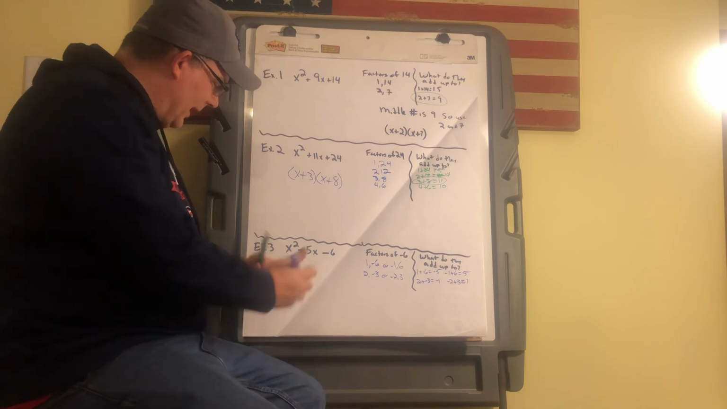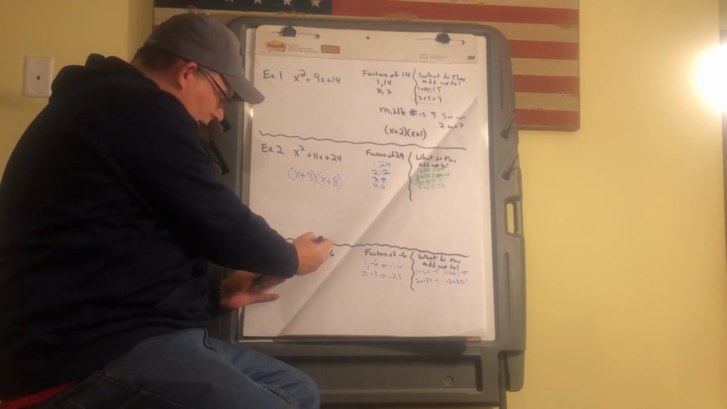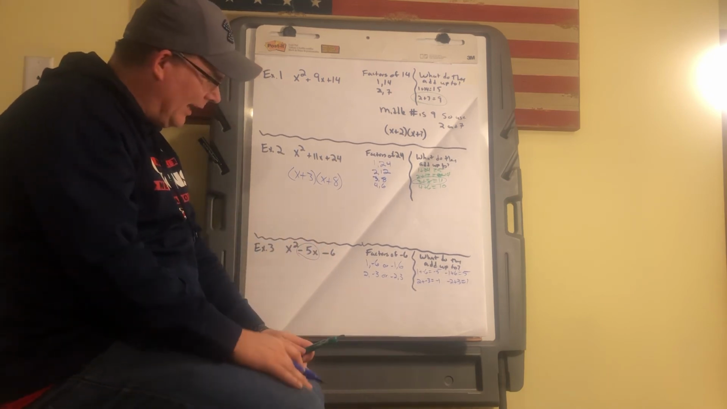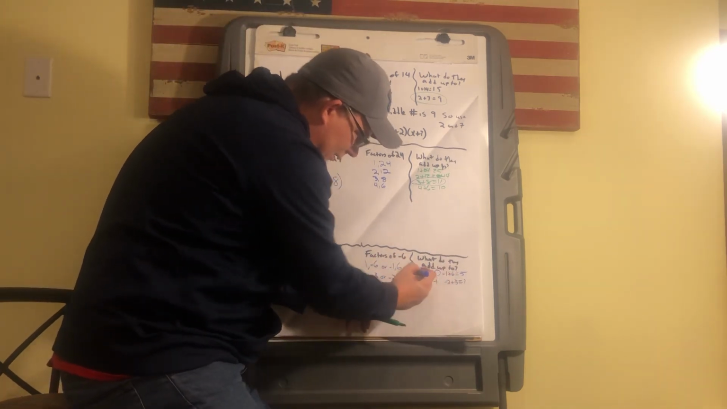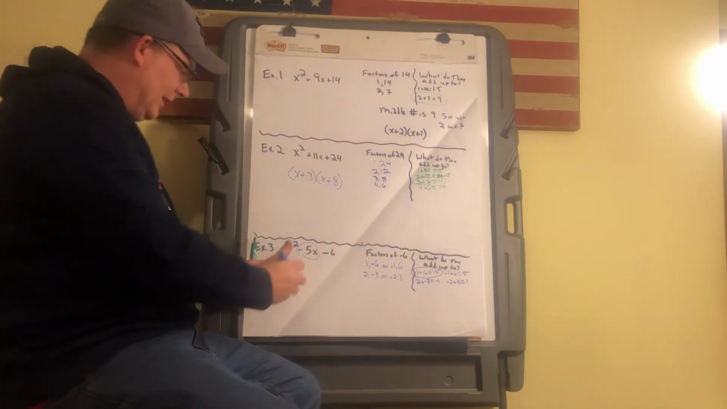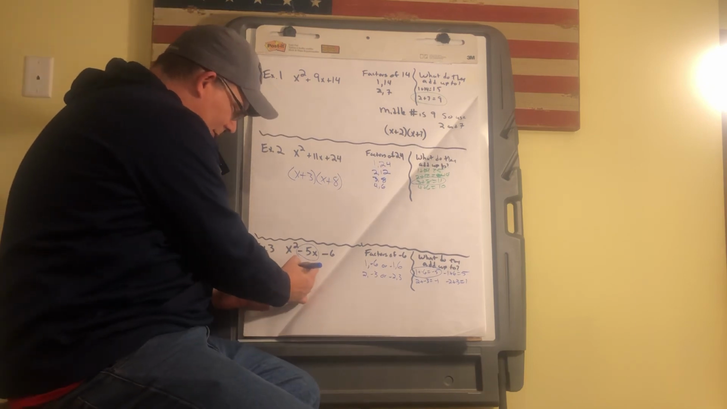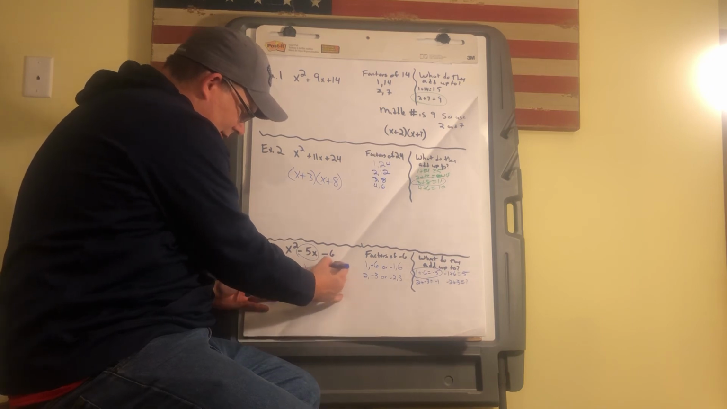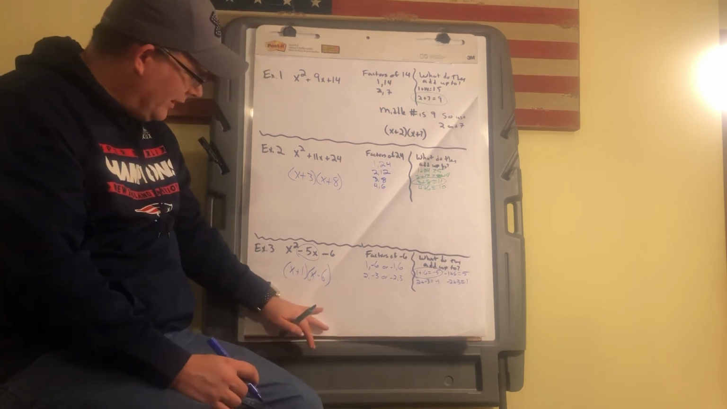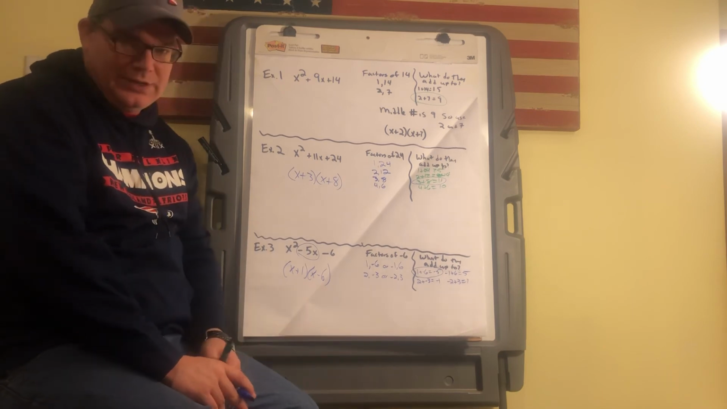So now we look back over here. What were we looking for? We were looking for negative 5. And out of those combinations here, it was actually the first one that we had that ends up being the correct combination of numbers and signs. So our factoring here ends up being x plus 1 and x minus 6.